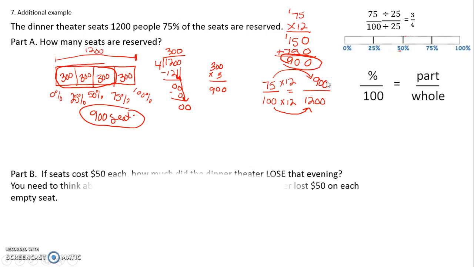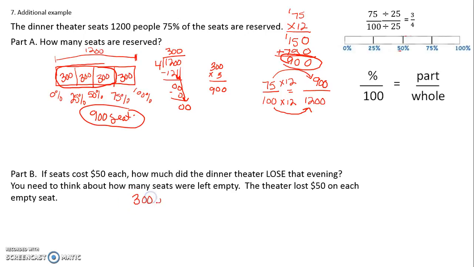Second part of the question says, if your CR question is a little bit different, but if you were looking at if each seat cost $50, how much did the dinner theater lose that evening? Okay, so how many of the seats were not filled? So if we just look back at our tape diagram, there was 300 seats in our example left empty. So we know we have 300 empty seats.